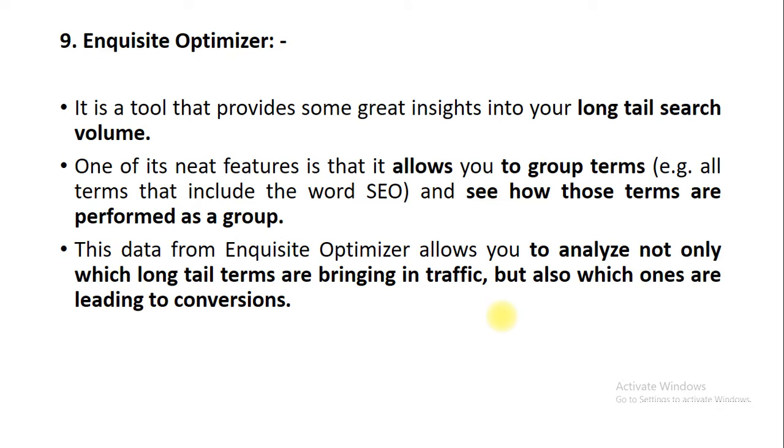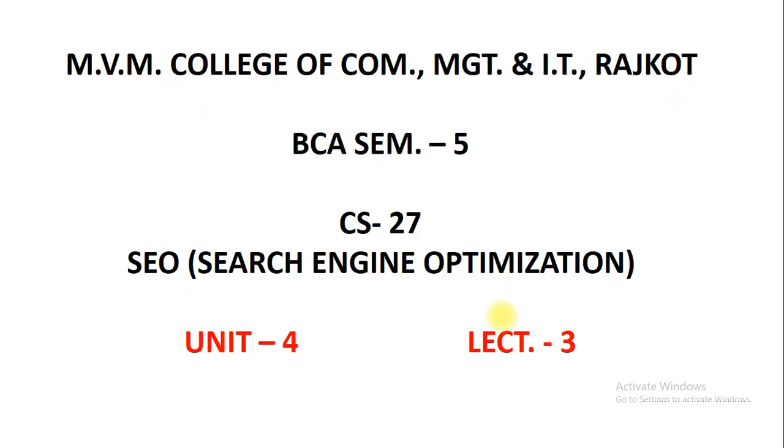Enquisite Optimizer is nothing but a tool for when you want to search for two terms together. We have taken the example of bread and butter, right. So, out of that, which particular term alone is capable of converting traffic on the internet, you can also find with Enquisite Optimizer. So, this is all for our previous session.